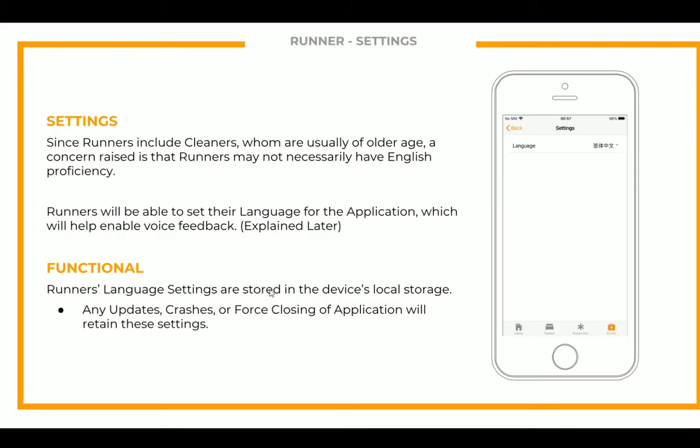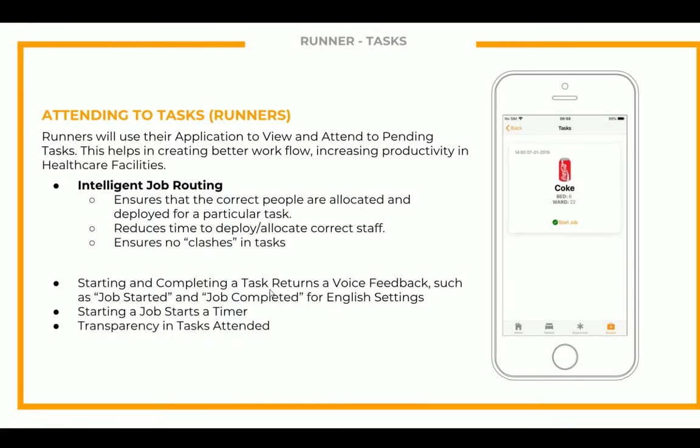So let's say they attend a task. A code task was sent by a patient in bed 6 and ward 22. They're able to view the task here, and once they start the job, they will be able to view a timer. This makes use of intelligent job routing because it ensures the correct people are allocated and deployed for a particular task, and reduces time to deploy, allocate correct staff, and ensures no clashes in tasks.